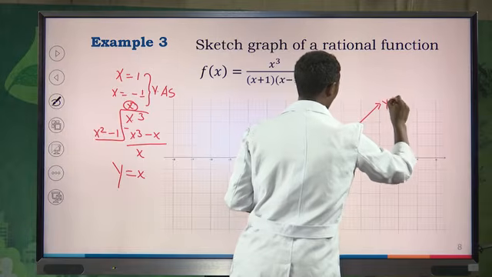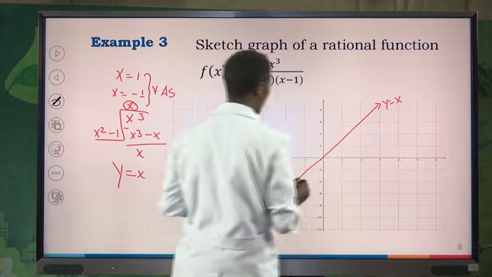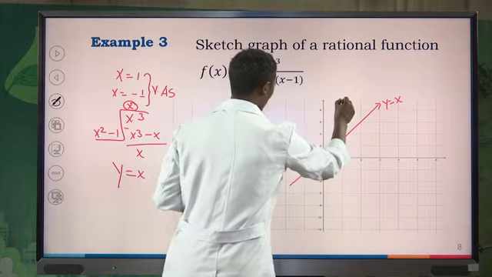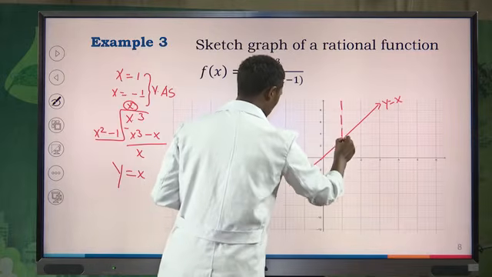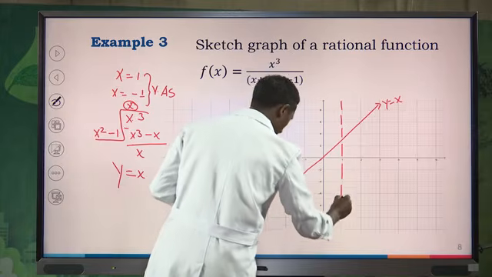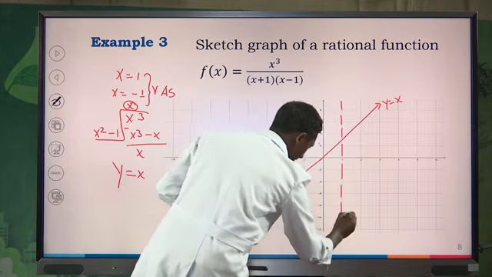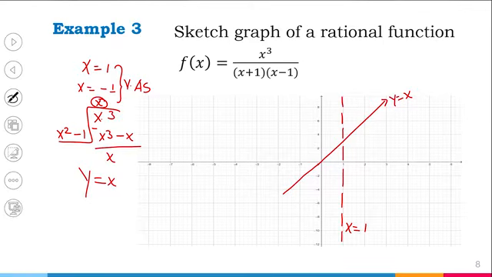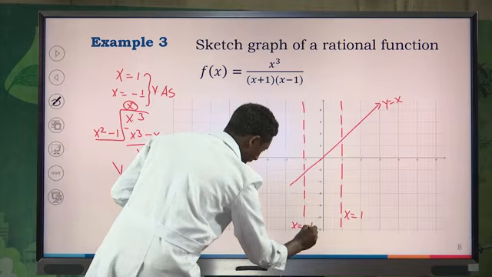This is y equals x. That is an oblique asymptote. The other vertical asymptote is x equals 1. And another vertical asymptote, x equals minus 1.